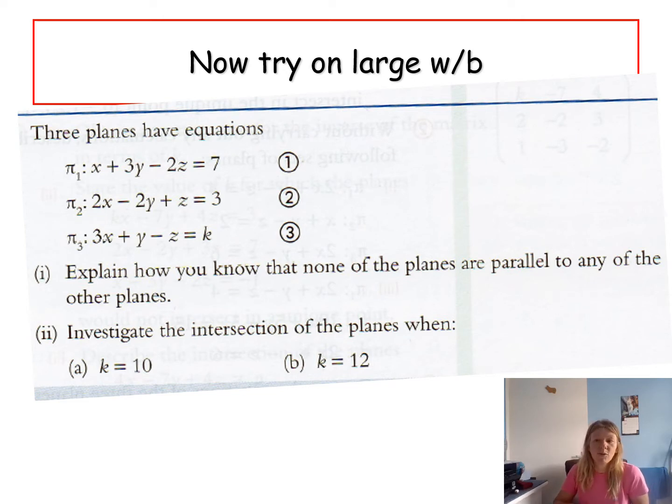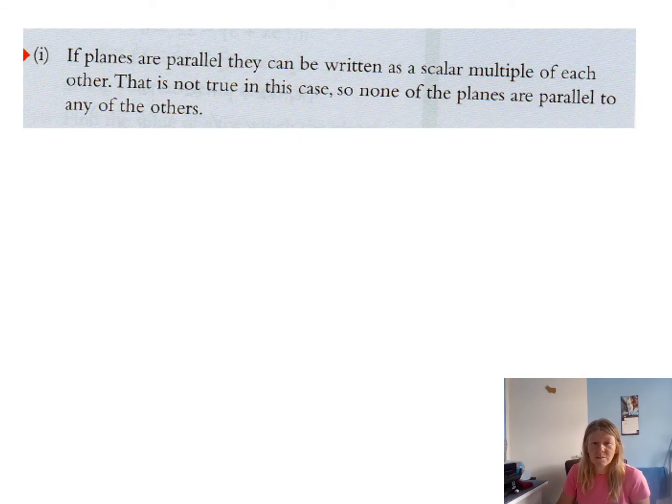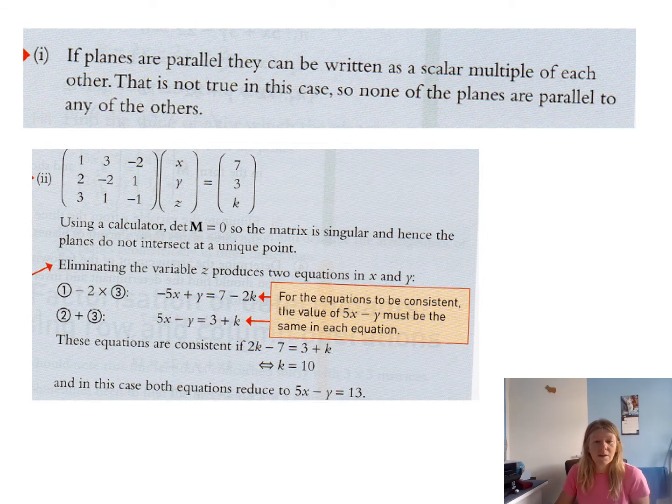Okay, maybe we've unpaused. Here come the answers. So if the planes are parallel, they can be written as a scalar multiple of each other. That is not true in this case, they're not parallel. Right. Then part 2, when k was 10, write it in matrix form, it's that. Using a calculator, you find the determinant of that, it's 0. So the matrix is singular, hence the planes do not all intersect at a unique point.